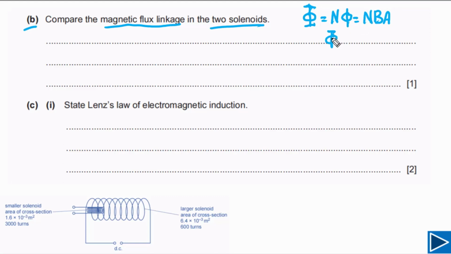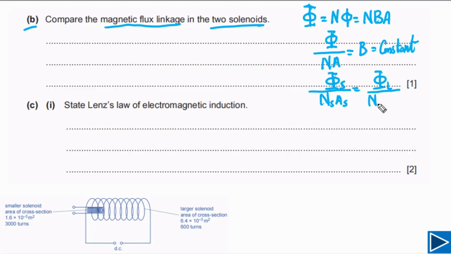So in this case, we can say magnetic flux linkage divided by NA, where A is the cross-sectional area and N is the number of turns, is equal to B, but B for both coils is the same. So this is constant because B is constant. Now we have to compare the magnetic flux linkage divided by the number of turns on the smaller coil times the cross-sectional area of the smaller coil, which has to be equal to the magnetic flux linkage of the larger coil divided by the number of turns on the larger coil times the cross-sectional area of the larger coil. So this is what we need to compare now.